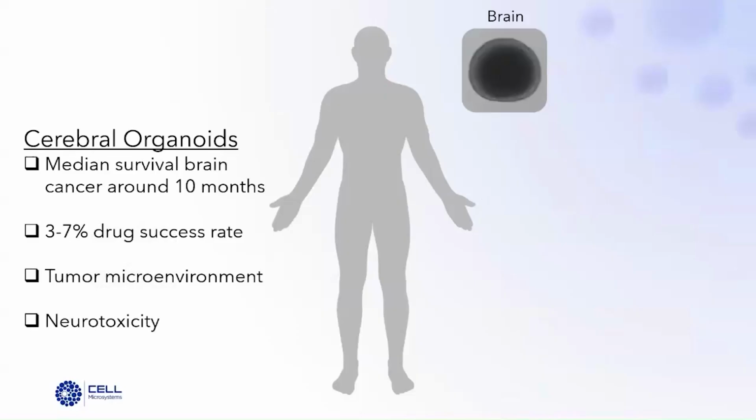So for our first model system, we're going to be discussing cerebral organoids. These organoids can be used for a variety of different diseases. Today, I'm going to be talking about them in context of cancer. The median survival rate for brain cancers is around 10 months. And in addition to that, only 3 to 7% of drugs that are developed to target cancers are actually successful. This is partly due to the fact that recapitulating the tumor microenvironment in vitro is very complex and challenging to do. In addition to that, neurotoxicity is a big concern of many drugs.